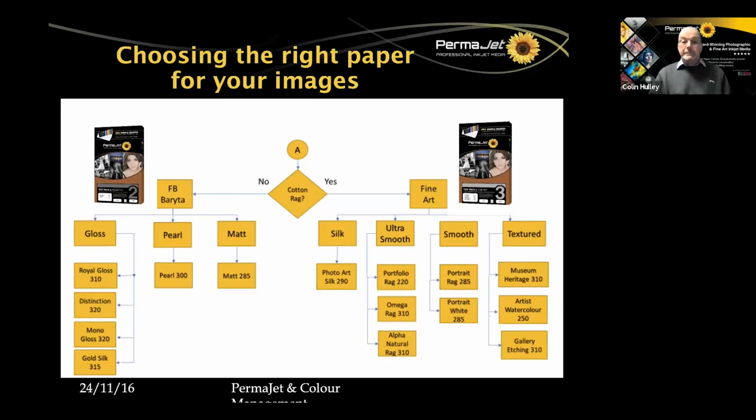The final paper in the Baryta range is matte 285. And like the matte plus 240, it's got a good base tint. It's got a good sharpness. It retains a good level of saturation. The benefit over matte 240 from digital photo is this is archivally stable with pigmented inks.